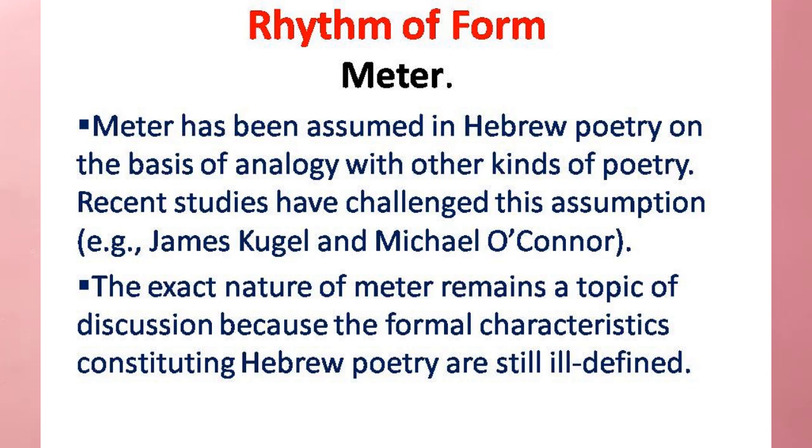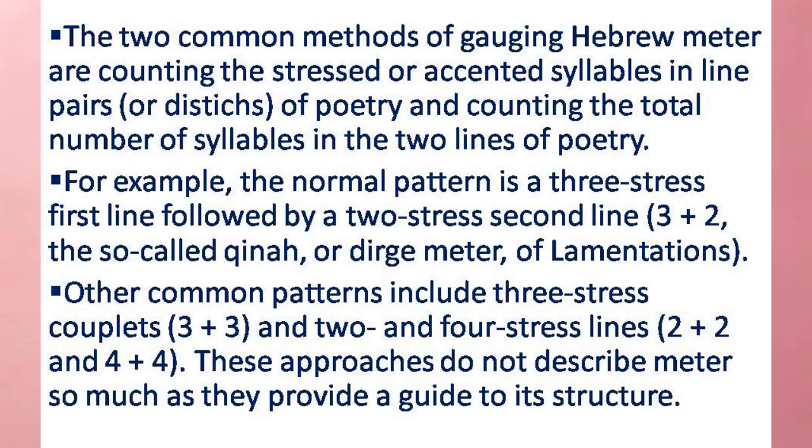One thing about this is that we are not exactly aware of the nature of Hebrew poetry's meter, but we will study it peripherally. The two common methods of gauging Hebrew meter are counting the stressed or accented syllables in a line pair, and counting the total number of syllables in the two lines of poetry. So how are we counting the meter? By counting the stressed or accented syllables in a line pair of poetry, and counting the total number of syllables in the two lines.